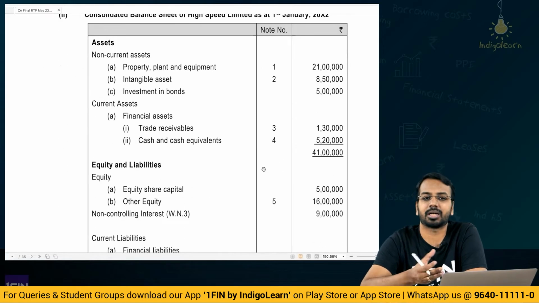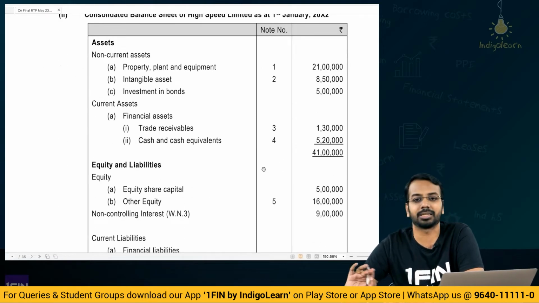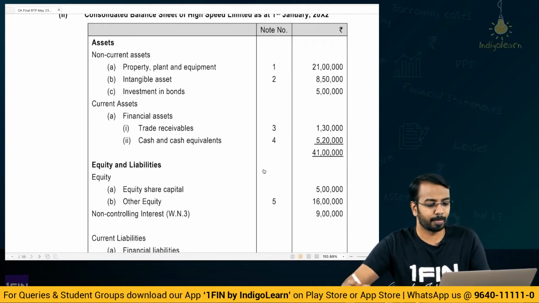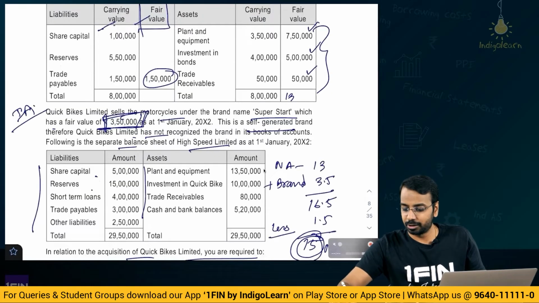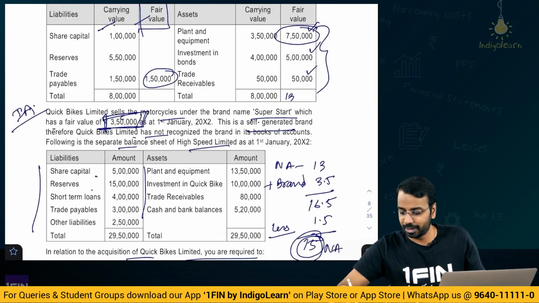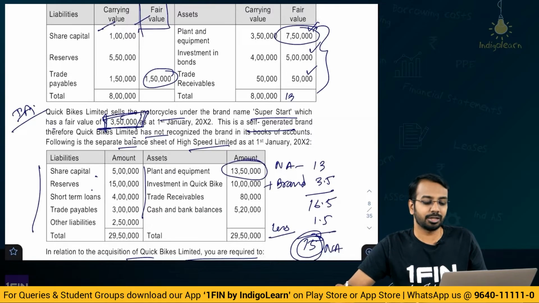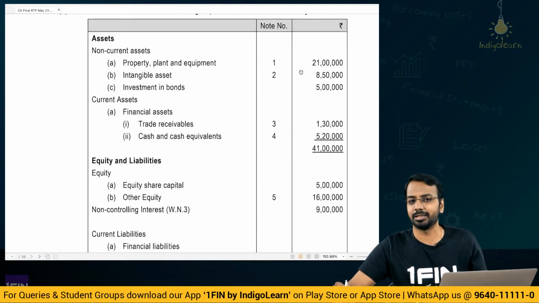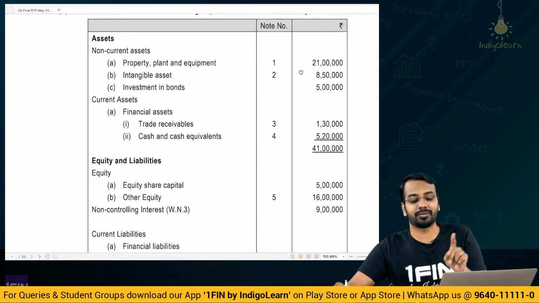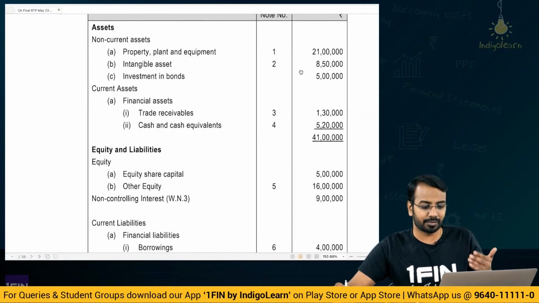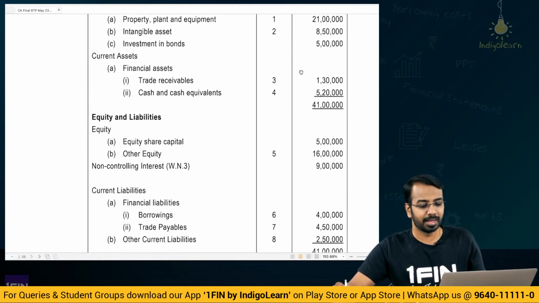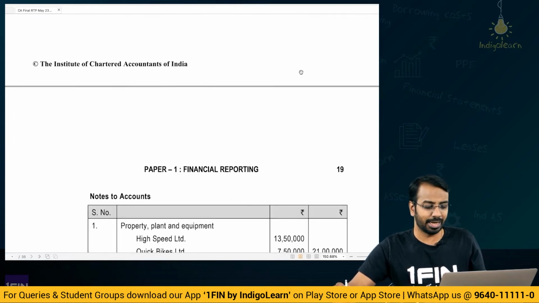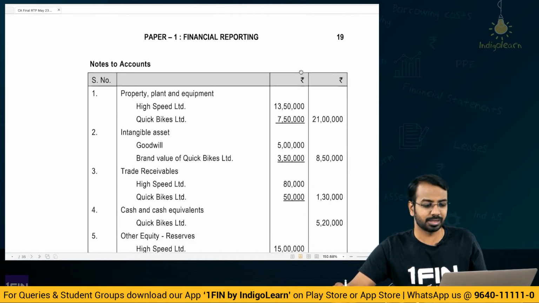Consolidated balance sheet. Now in the consolidated balance sheet, there is no challenge at all. What you need to do is, you just need to take, for example, 750 fair value, 1350 here, 13 plus 7, 20, 21 lakhs of PPE. Then intangible asset 850. What are these intangible assets? Goodwill 5 lakhs, 3,50,000 of brand. Then investment in bond at fair value, trade receivable at both the companies. Just keep on adding line by line and you will get the balance sheet. I don't think I need to spend more time on this because this is a straightforward thing.